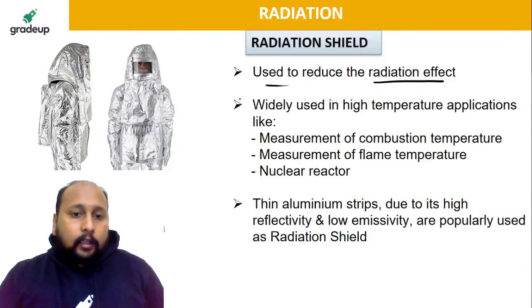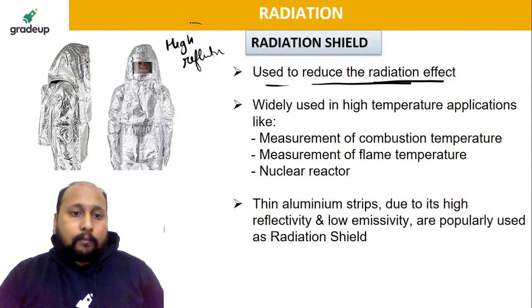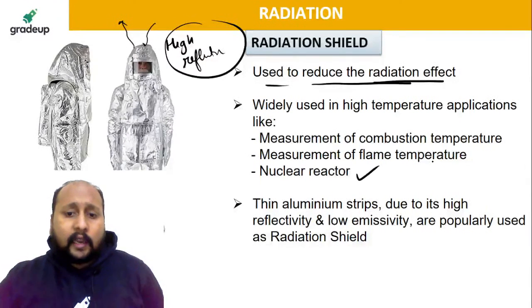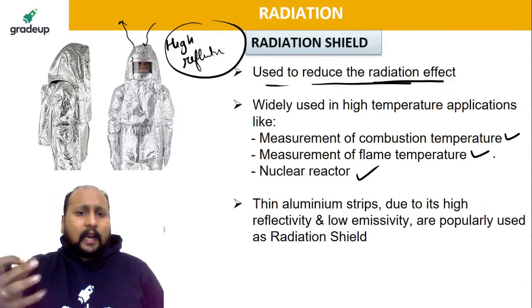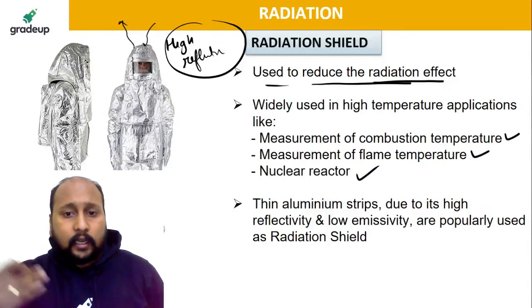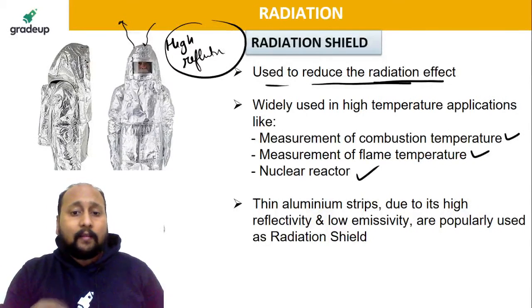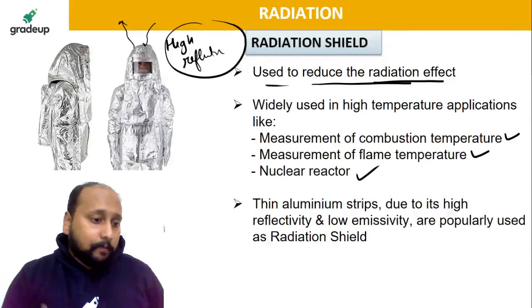Okay, fine. It is basically used to reduce the radiation effect, because due to its high reflectivity, much of the radiation will be reflected, and the persons won't be affected by the radiation effects. So it is extensively used in nuclear reactors. It is also used to measure the temperature of flame or any combustion temperature, because with high temperature and high radiation, if you directly expose the skin, there will be a reaction. That is why we use these kits. We call them PPE kits.